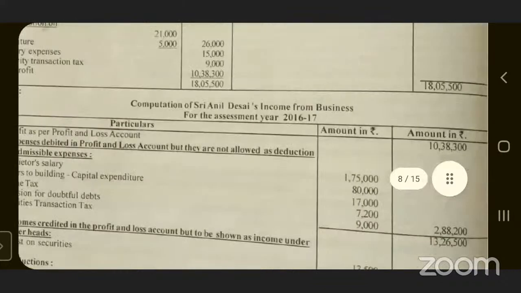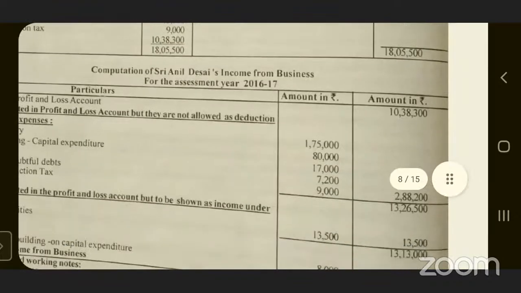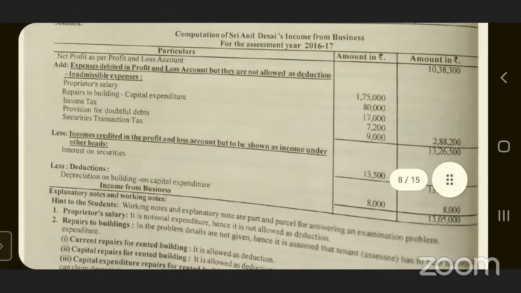Next thing is commission. This is as a part of business, we may receive some commissions. Next, rent of the plant. Here, part of the plant is let for 1 month due to lack of proper business. Because of not proper business, he has given that plant for sub-rent. So we can consider this as business income itself. So we have added and deducted according to the nature of transactions.